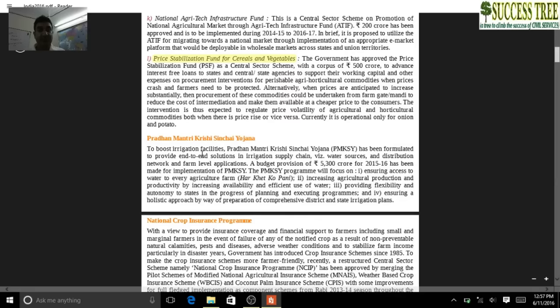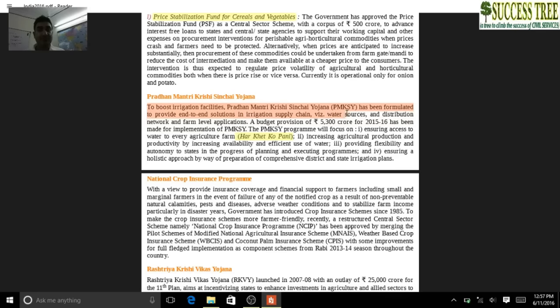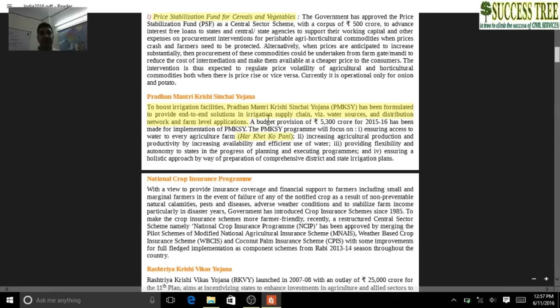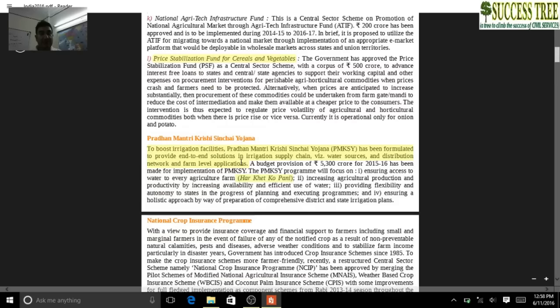The next one is Pradhan Mantri Krishi Sinchai Yojana. They're heading with the slogan of Har Khet Ko Pani. Okay, per drop more crop. So you see the basic objective is to boost irrigation facilities. This Yojana has been formulated to provide an end-to-end solution in the irrigation supply chain, with water source, distribution network and farm level applications. So ensuring Har Khet Ko Pani, and more focus is given to micro irrigation, that is sprinkler and drip irrigation.